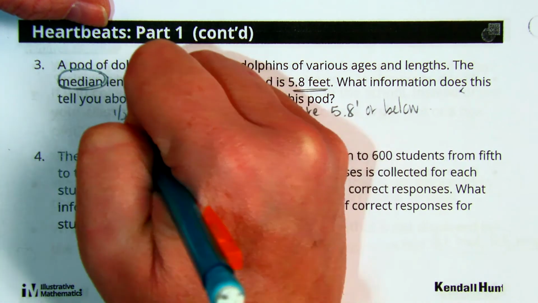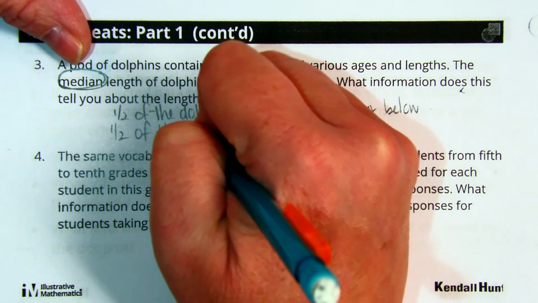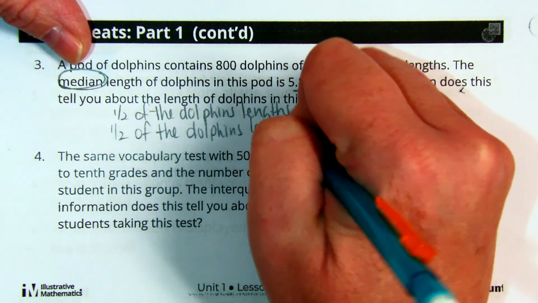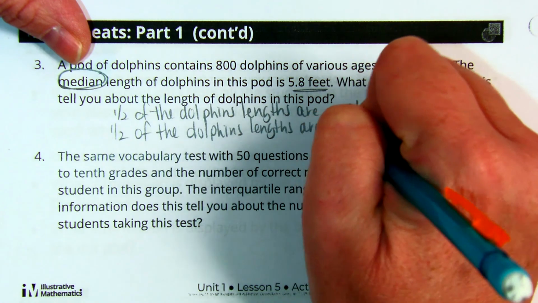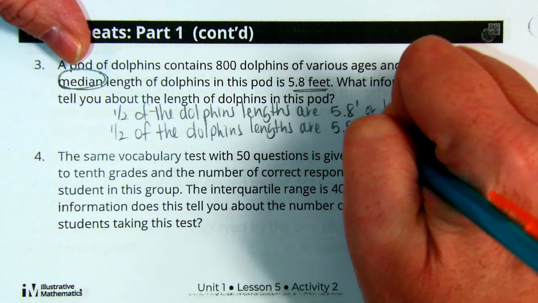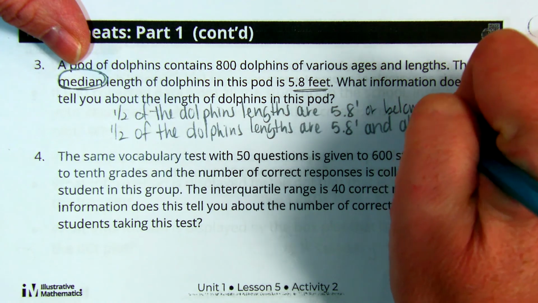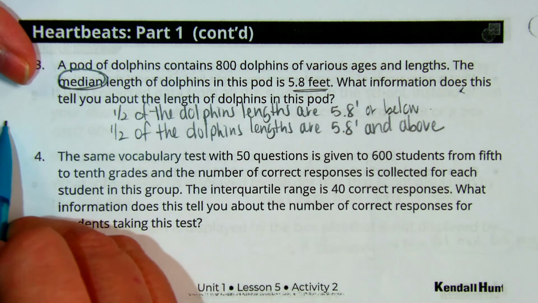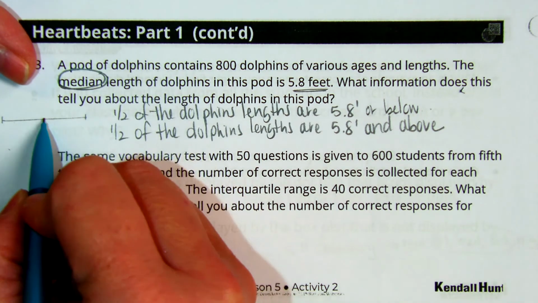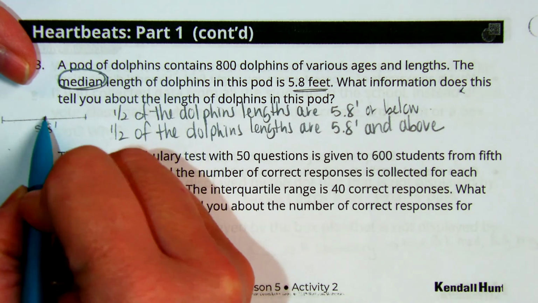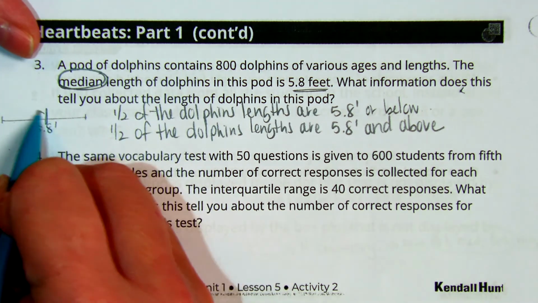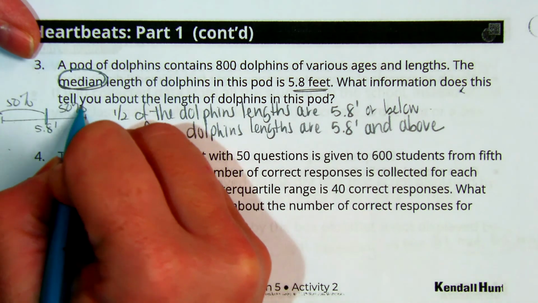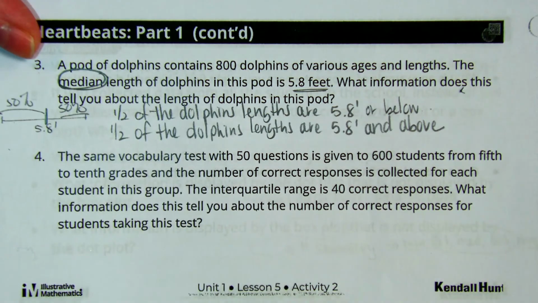And half of the dolphins' lengths are 5.8 feet and above. Remember, a median divides your data in half. So what this would look like is that if we have all these dolphins, and we have a 5.8 foot length here, which is my median, then that means half of my data is this and below, and then the other half of my data is larger than that.